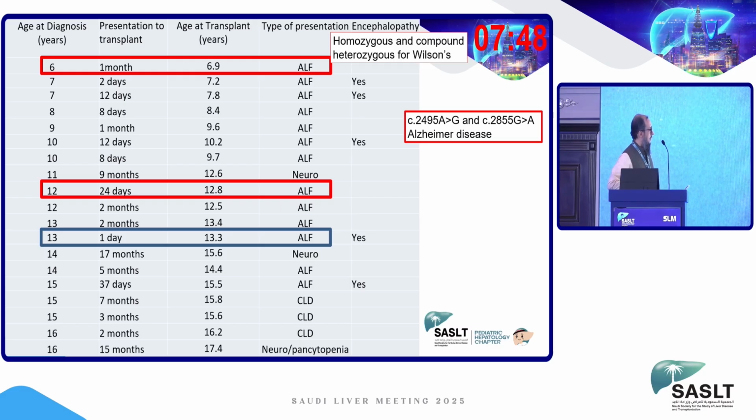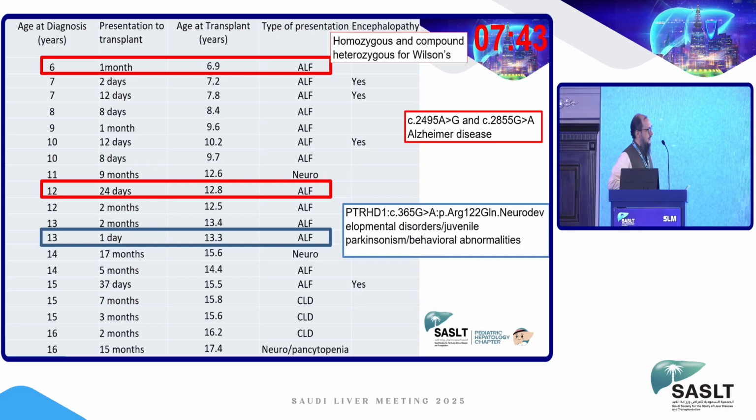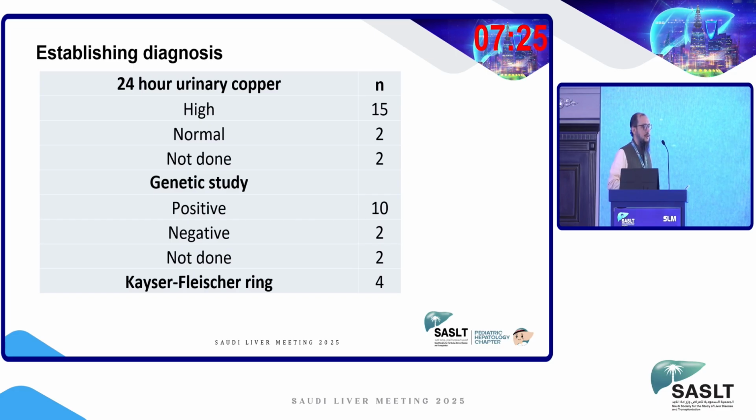The girl who was transplanted at 13 years of age has another mutation with PTRHD1, which is responsible for neurodevelopmental disorders and juvenile Parkinsonism. Even though it's a heterozygous mutation, and so far clinically she does not manifest any such symptoms, it's interesting to note that in this subset and in this part of the world, with a very high rate of consanguinity, we have found multiple mutations in the same individual. So establishing diagnosis is always a challenge, especially if you have acute liver failure.